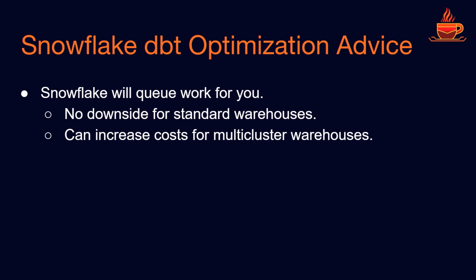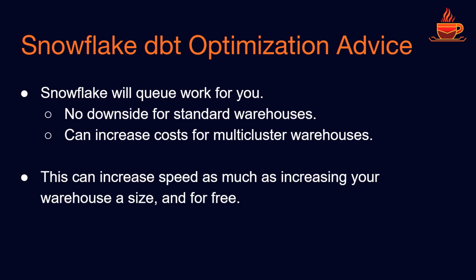If you're on a multi-cluster warehouse where you're actually spinning up more compute on demand, you should try to keep increasing parallelism until you see increased costs. The details here vary. 16 threads might work great, but 32 threads spin up a third or fourth cluster that's not really well utilized, and then you start seeing costs increase more than runtime. Doing this can increase speed roughly as much as increasing a warehouse size, and it's free, which is great.